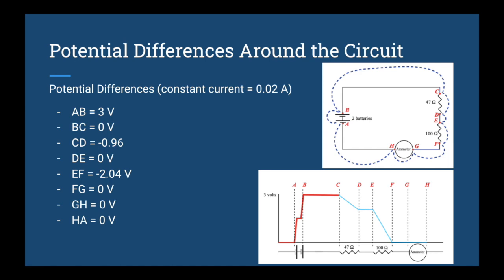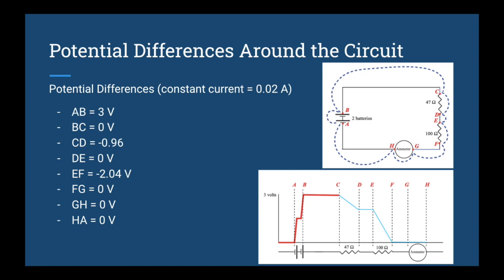It's important to note that there was a constant current of 0.02 amps throughout the circuit. I found the values of AB to equal 3 volts, CD to equal negative 0.96 volts, EF to equal negative 2.04 volts, and all other values to equal 0 volts. I was able to double check my work by confirming that the sum of all values would equal 0 given the loop rule. In the bottom right, I added the completed version of the potential versus position around the circuit, showing and labeling the various measured potential differences.